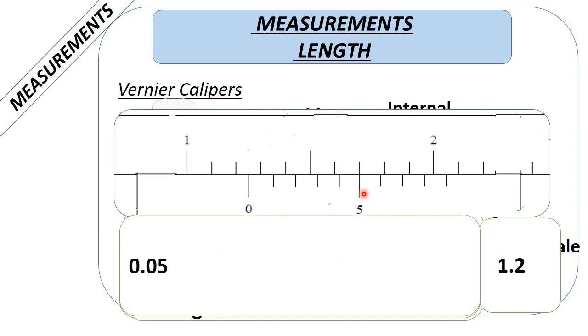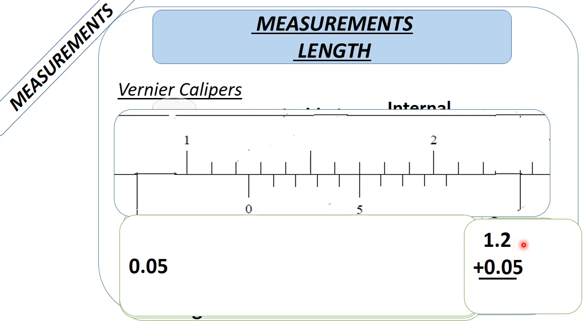The final step is to add the two. So we can say 1.2 centimeters plus 0.05 centimeters. For those who are not familiar with how to add decimal numbers, we have to make sure that the decimal points are in the same line, one on top of the other. Then you write the numbers. To add, you add the numbers in the same column. This should be added to this, and this should be added to this, just like that.